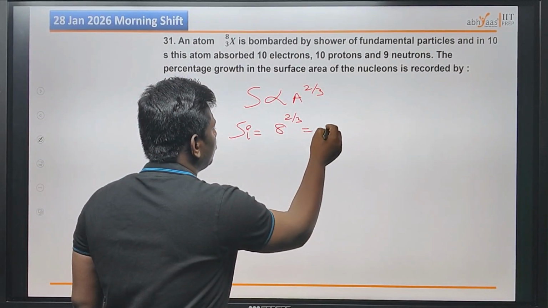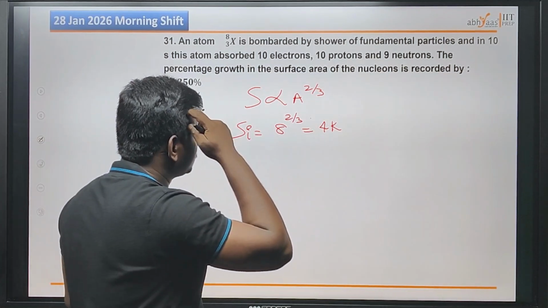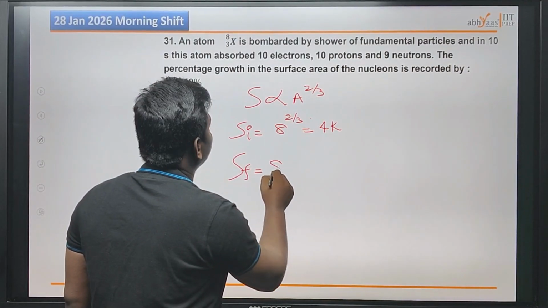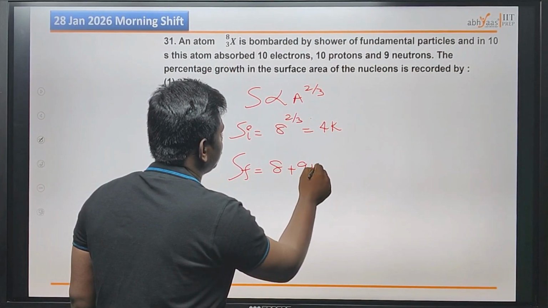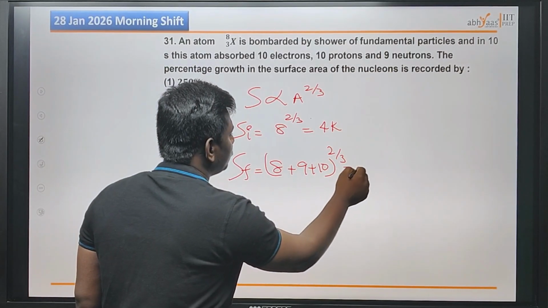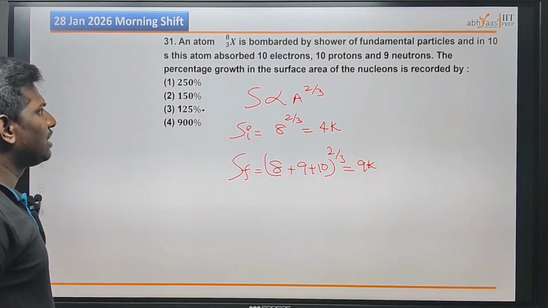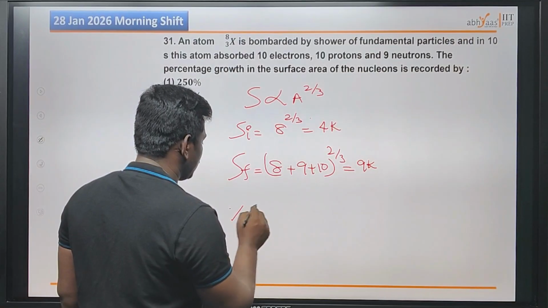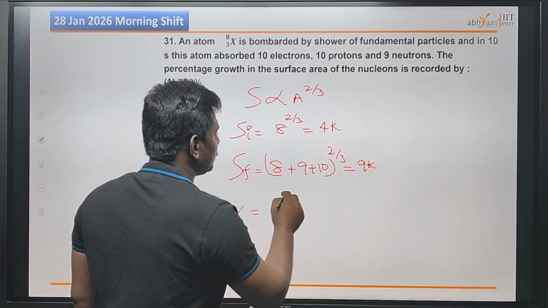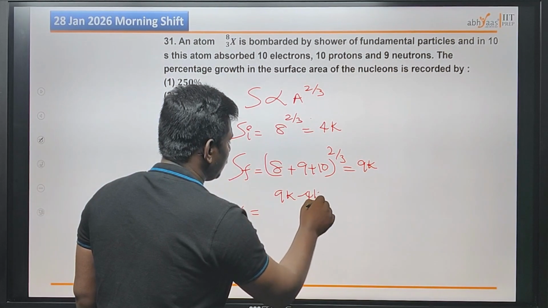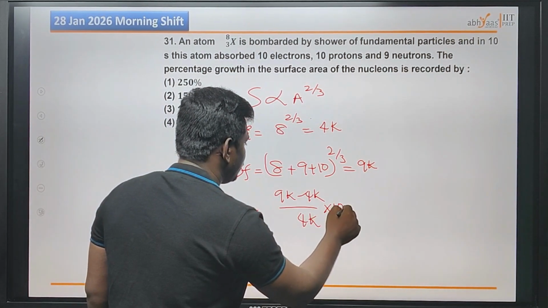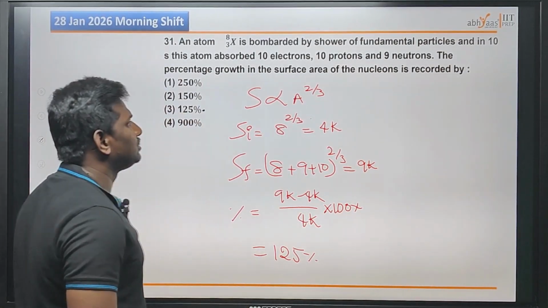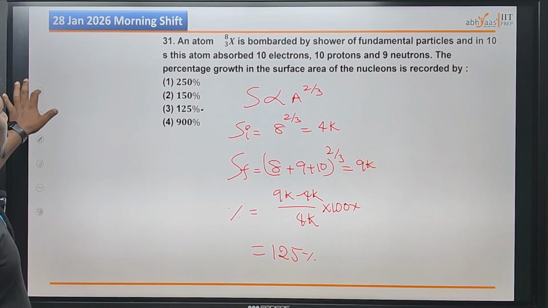So this can be written as 4K. What about the final surface area? So 8 plus 10, that is 18 to the power 2 by 3, you will get 9K. Percentage growth in surface area of the nucleus can be written as 9K minus 4K by 4K into 100, you will get 125 percent. That is your percentage growth in the atom.